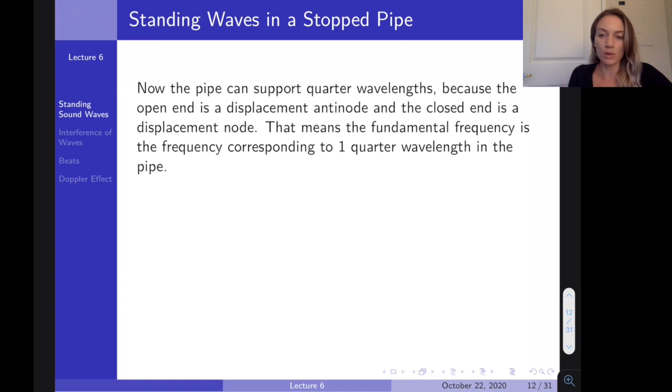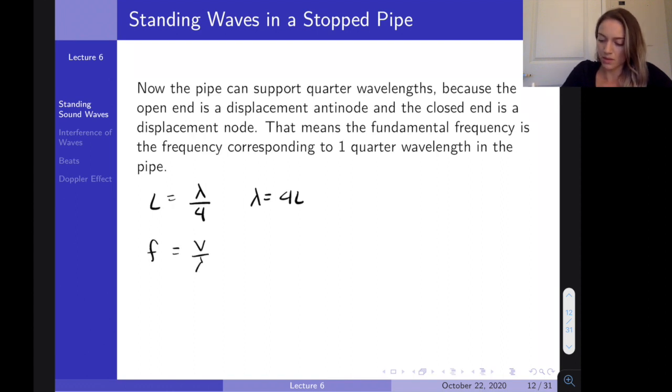We know that's going to correspond to 1 single quarter wavelength. So the length is lambda over 4. That means lambda is 4 times the length of the pipe. And the frequency will be V over lambda. We'll replace lambda with 4L. So this is the fundamental frequency.